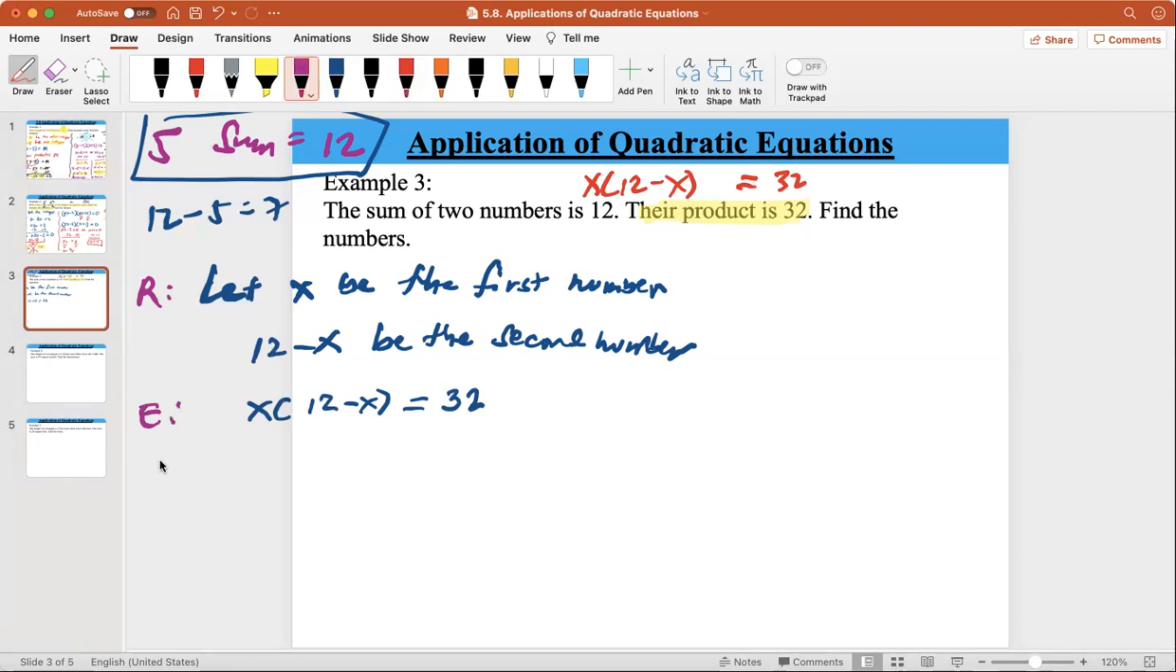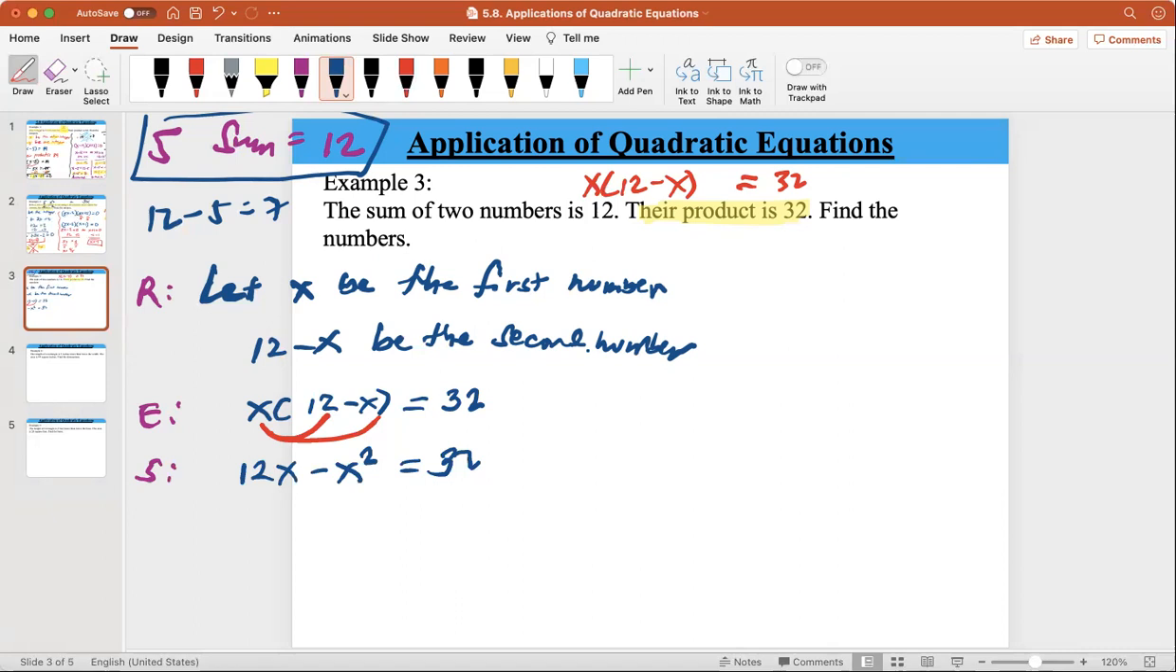Let us solve this equation. You can multiply, right? X times 12 is, what's x times 12? 12x, and then x times negative x, negative x squared. So we now write this one: 12x minus x squared equals 32.